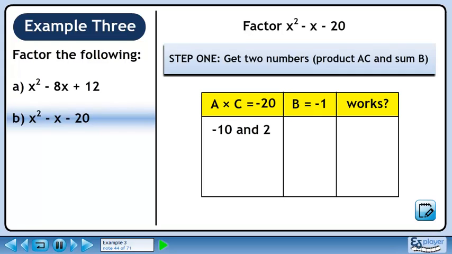First, we'll try the numbers minus 10 and 2. They have a sum of minus 8. This doesn't work since we need a sum of minus 1. Next, we'll try minus 4 and 5. These numbers have a sum of 1. This doesn't work. We get the right number, but the wrong sign.